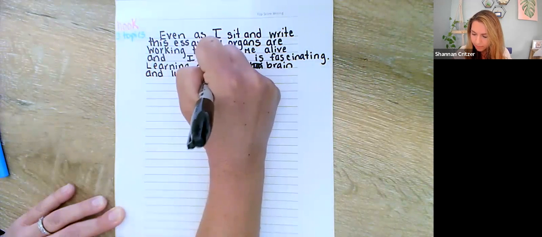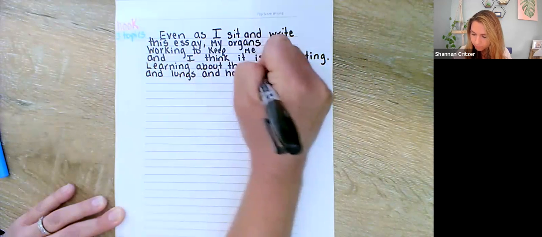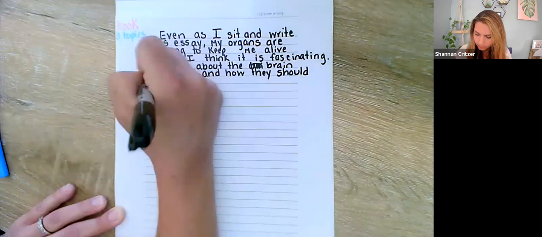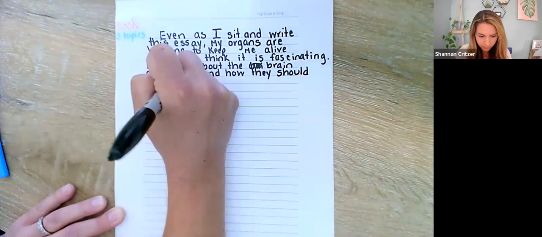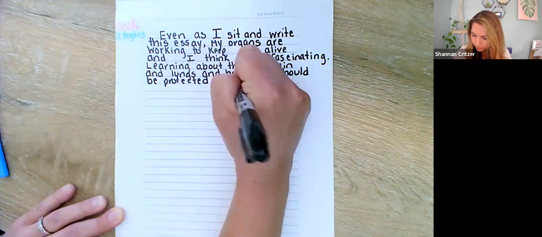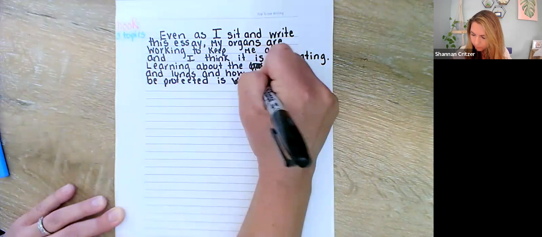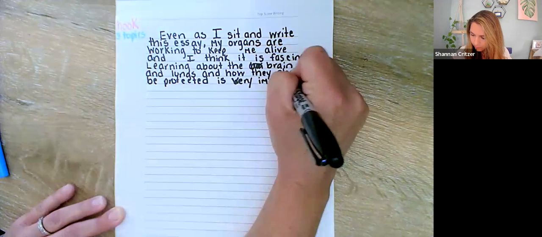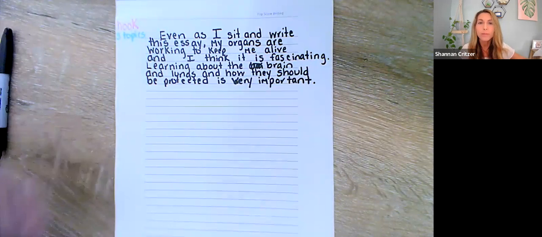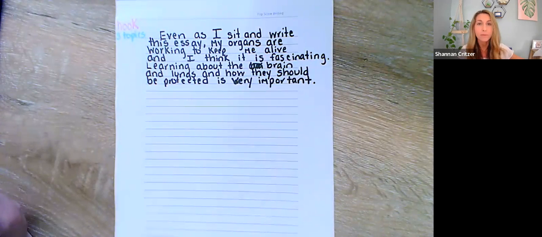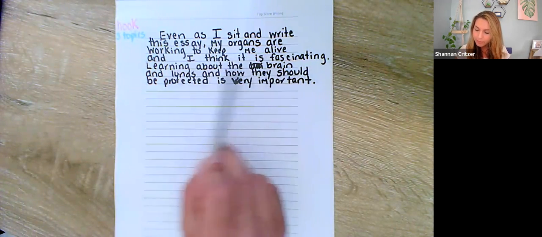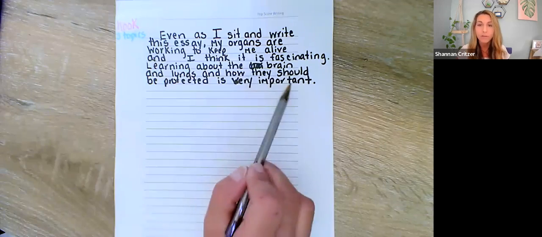And how they should be protected. Is very important. All right, so let's reread our 3-topic sentence and make sure that we listed our 3 topics in the same order they're going to be written about in our essay. So my 3 topic sentences: learning about the brain and lungs and how they should be protected is very important.